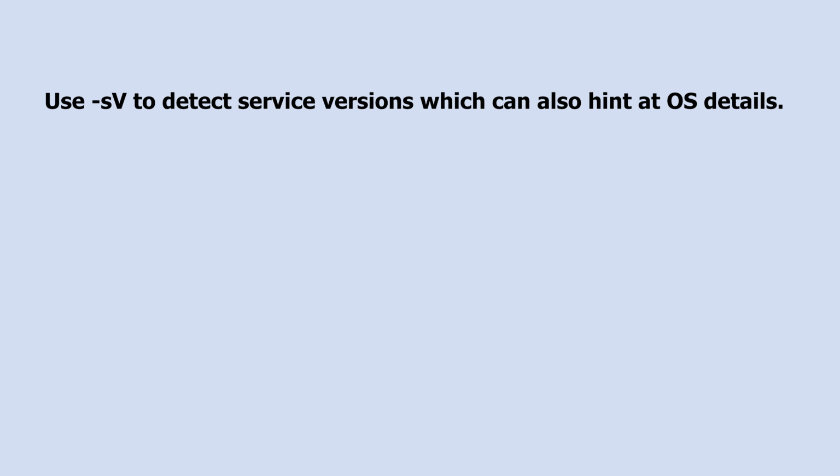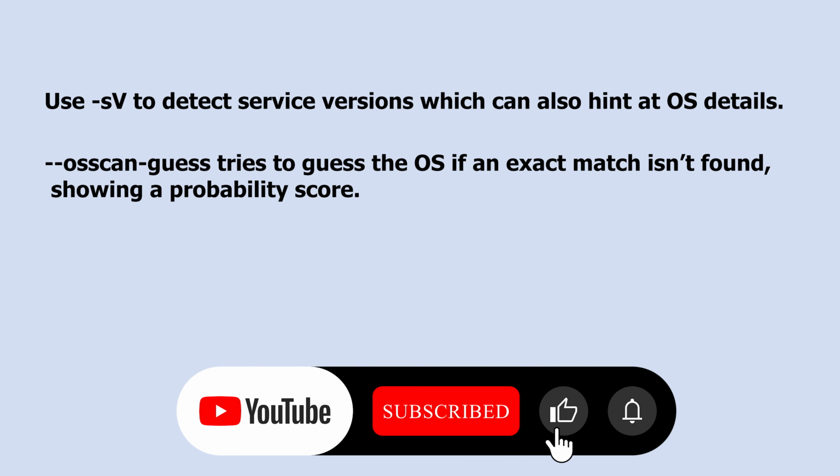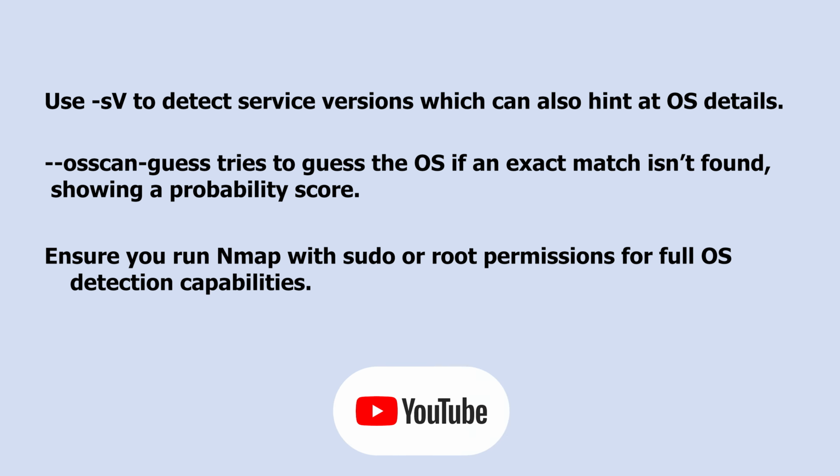You can use the SV to detect service versions, which can also hint at OS details. The OS scan tries to guess the OS if an exact match isn't found, showing a probability score. So ensure you run Nmap with sudo or root permissions for full OS detection capabilities.